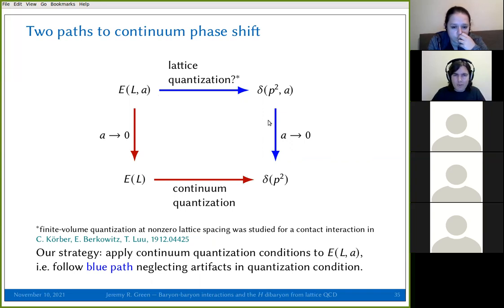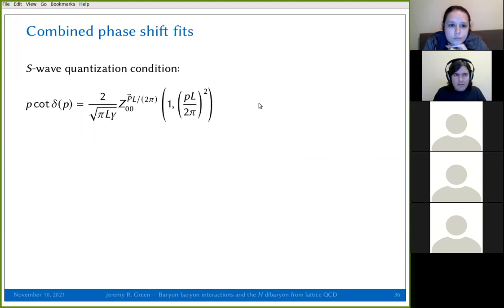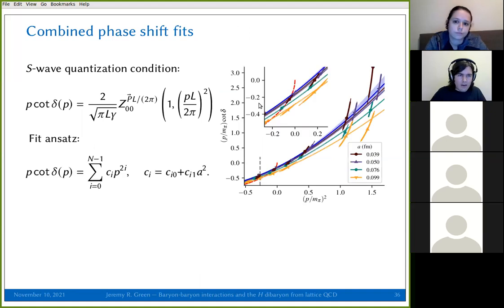So essentially, we assume that this really is just one function, delta of p squared and a, and it doesn't also depend on hypercubic invariance. Okay, so again, this is the quantization condition we use, truncated to S wave. And then we have a fit ansatz. It's one of the simpler ones we can do. We assume p cotangent delta is given by a polynomial in p squared, where the coefficients are affine functions of a squared.